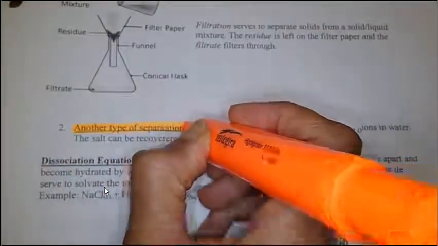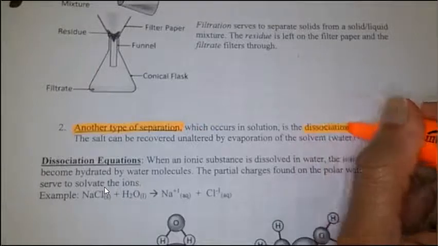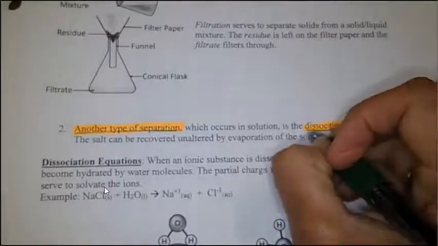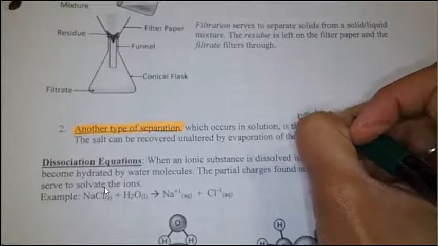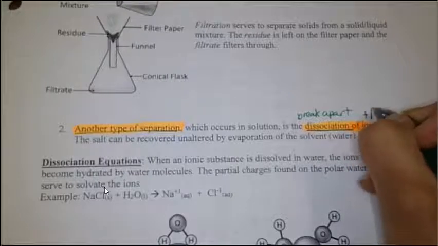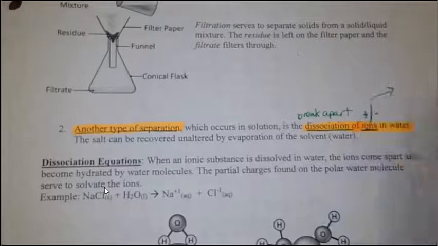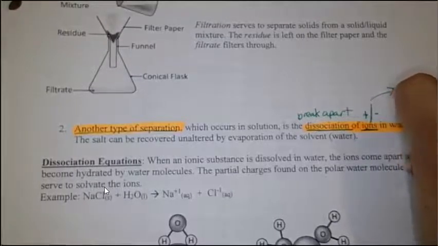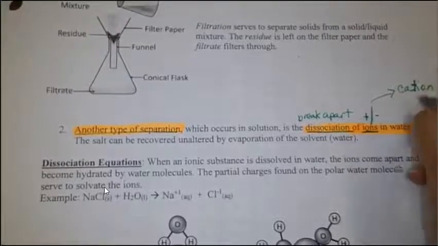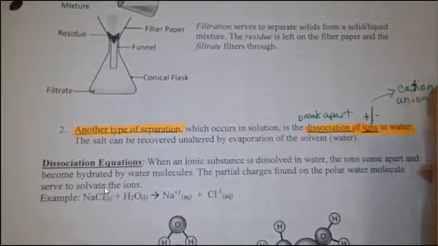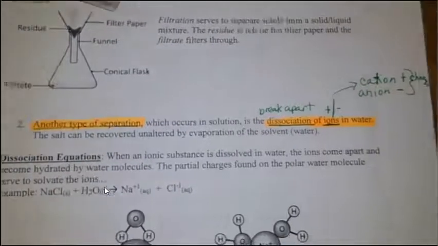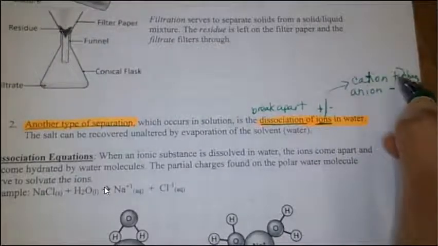So another type of separation is called dissociation of ions in water. The word dissociation means to break apart, and the word ions means plus and minus charge. So you have two types of charges. You have a cation, and you can remember cation because that t is a plus charge, and then an anion, which is a negative charge. These are the two types of charges, positive and negative.